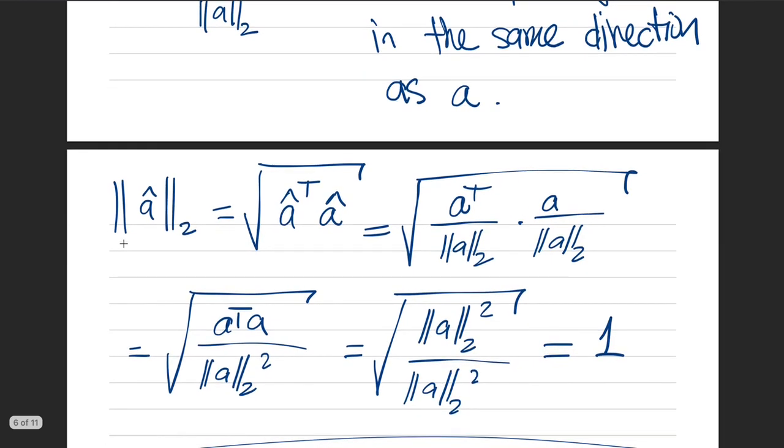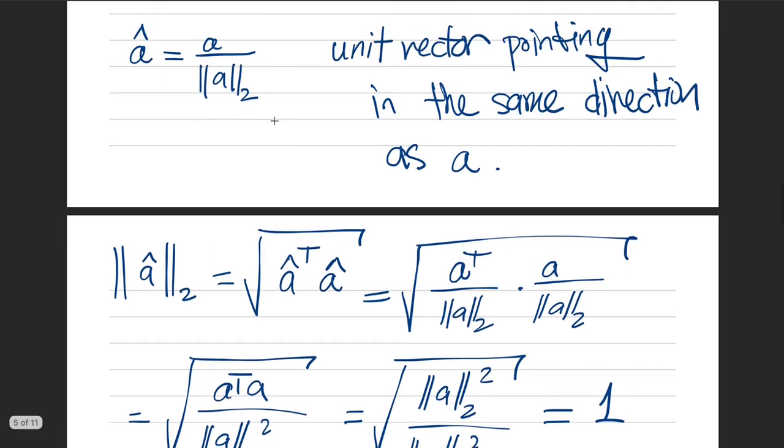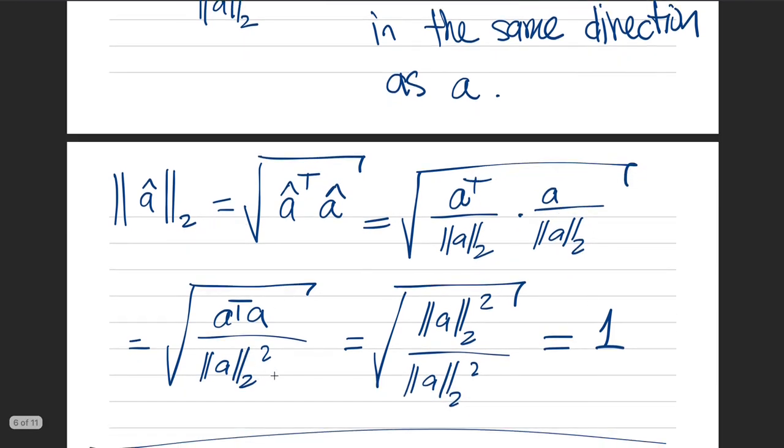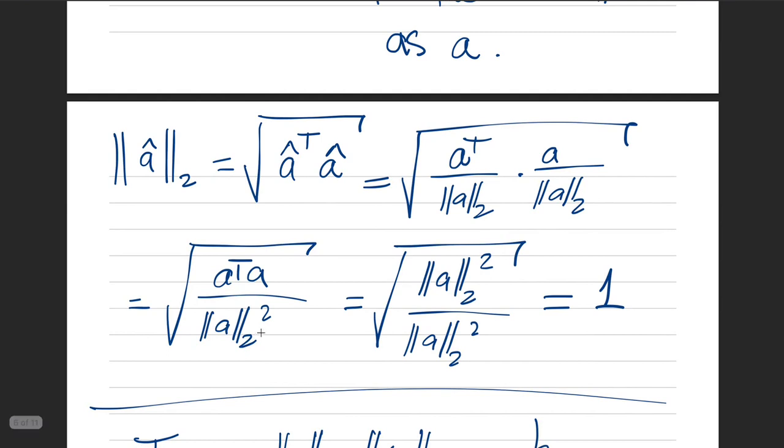Why is this unit norm? You can easily show it. The L2 norm of a hat is the square root of a hat transpose a hat. A hat is a divided by the length of a. And since this is a scalar, the transpose doesn't affect it. The transpose will only affect the vector. So you have a transpose divided by the length of a, multiplied by a divided by the length of a. So you have a transpose a divided by length of a squared. And a transpose a is nothing but length of a squared. So this is 1, so the length is 1.